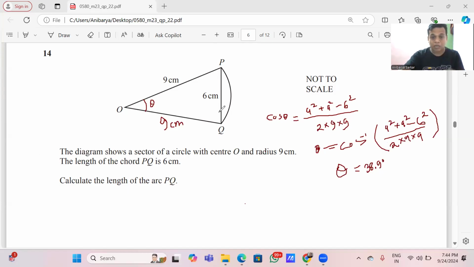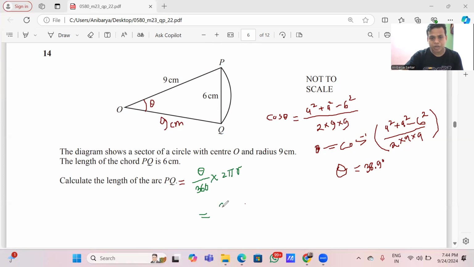the length of the arc PQ. What is the formula for the length of the arc PQ? The length of the arc PQ is equal to theta by 360 into 2 pi r. Now we put the values.